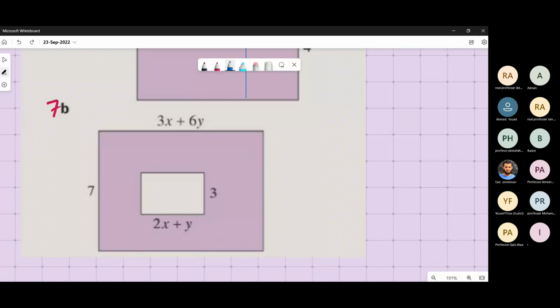Okay, one more minute I am giving, and then I'll ask Ahmed Fuad. If you can answer, if you cannot, I'll ask others. We have to find the area of the shaded portion. Okay. Tell me.